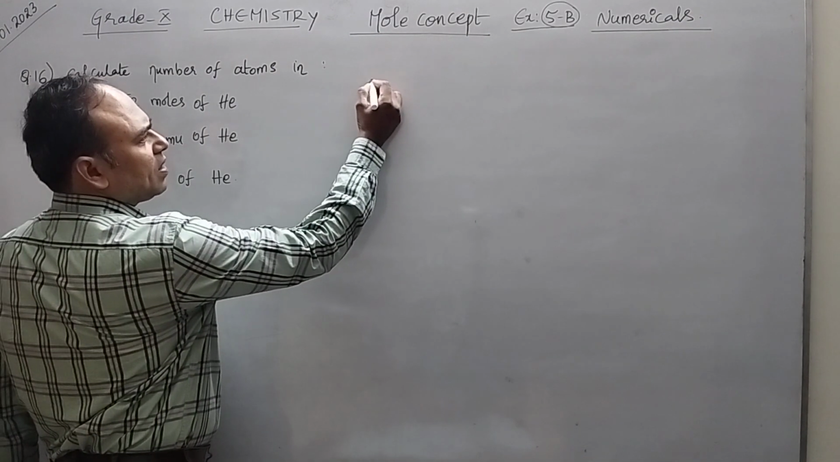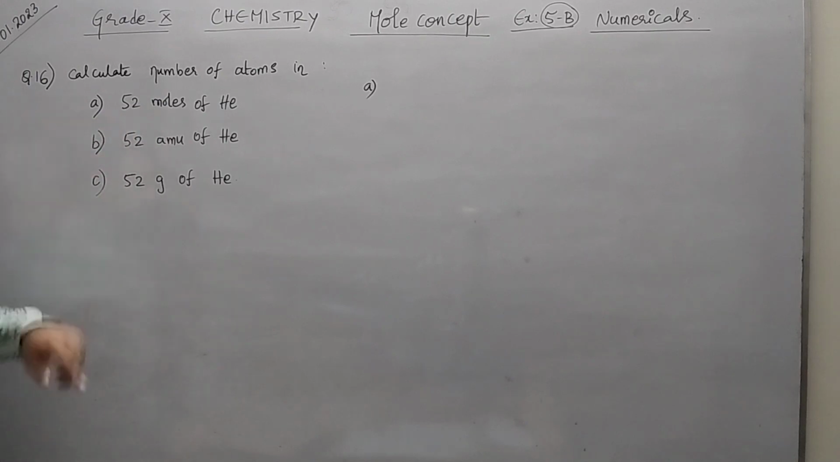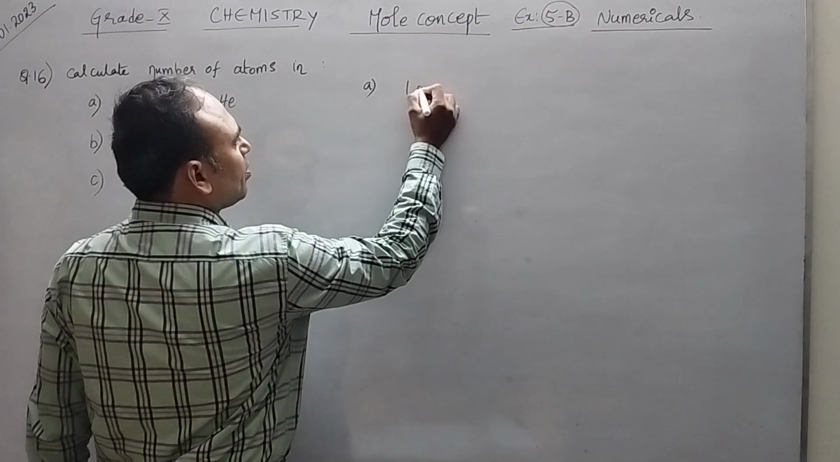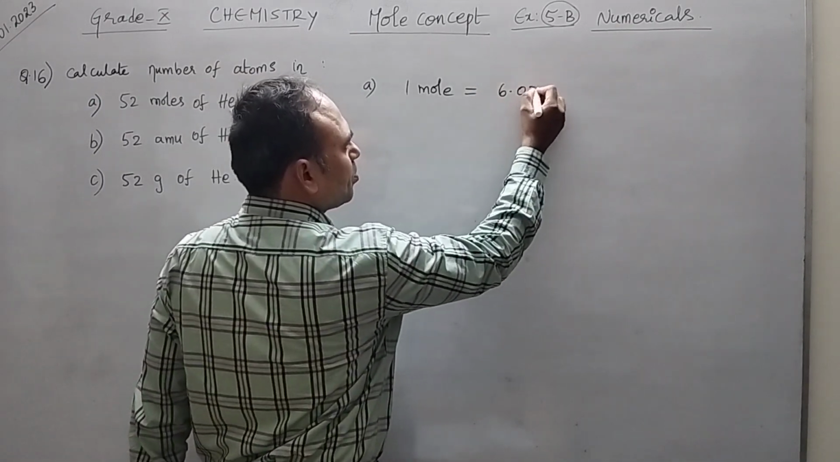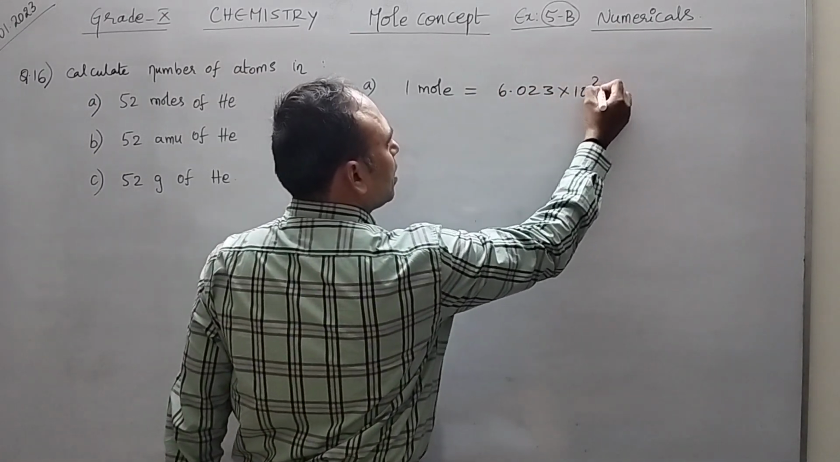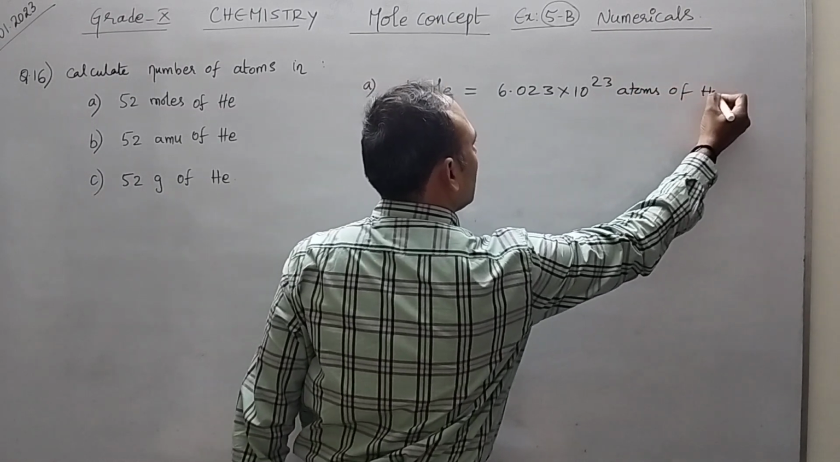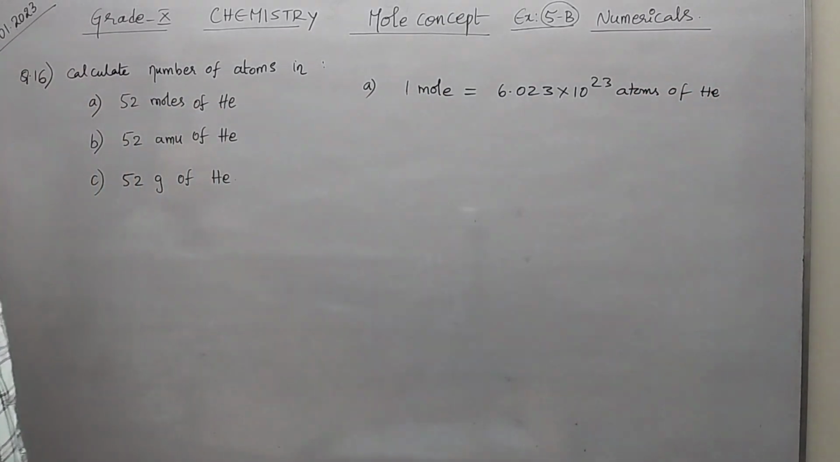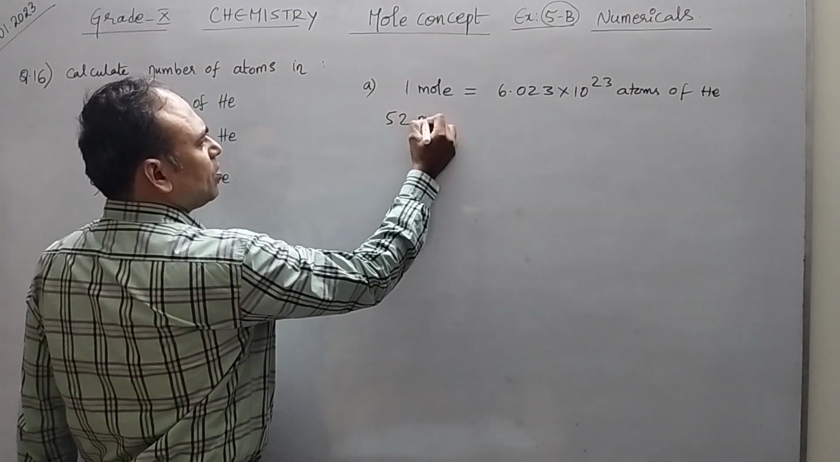First and foremost, they have mentioned here, how many atoms are there in 52 moles of helium. We know that 1 mole is equivalent to Avogadro number, 6.023 into 10 to the power of 23 atoms of helium. So this is very clear, we know this already. Now they are asking for how many moles? They are asking for 52 moles.